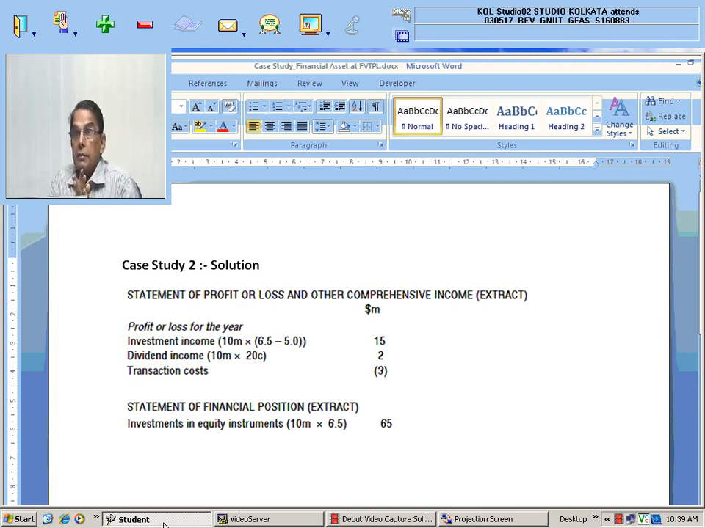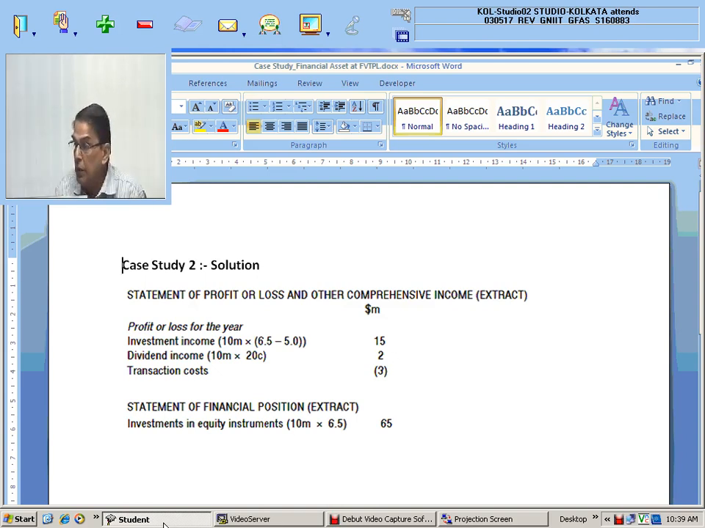Is that clear to everyone? This is a very simple example. So this is a financial asset at fair value through profit and loss account. Here the transaction cost will be directly charged to the profit and loss account. It will not be capitalized.